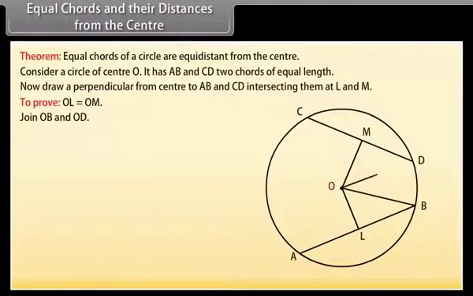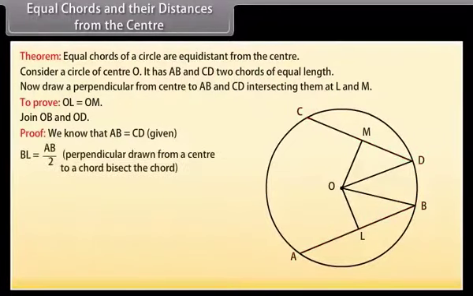Join OB and OD. We know that AB is equal to CD, given. BL is equal to AB upon 2, because the perpendicular drawn from a center to a chord bisects the chord. Similarly, DM is equal to DC upon 2. Therefore, BL is equal to DM.